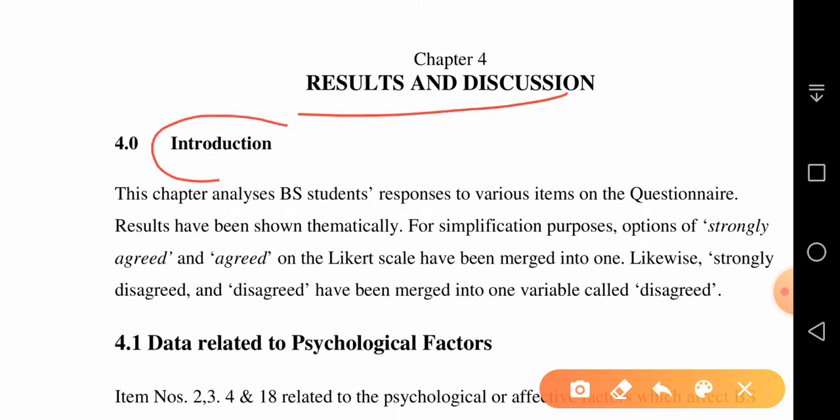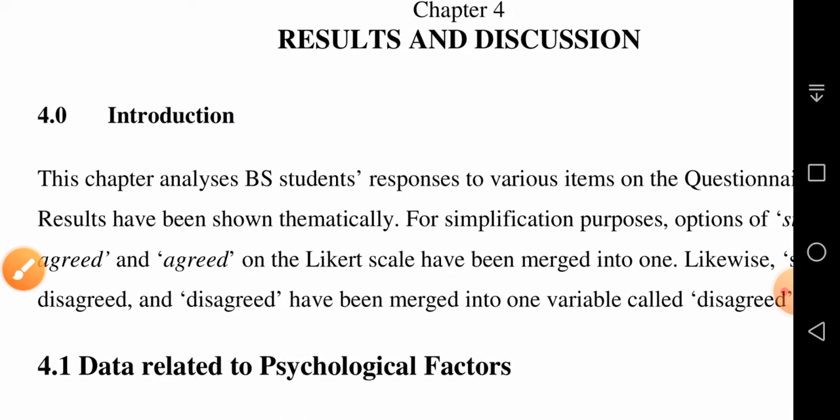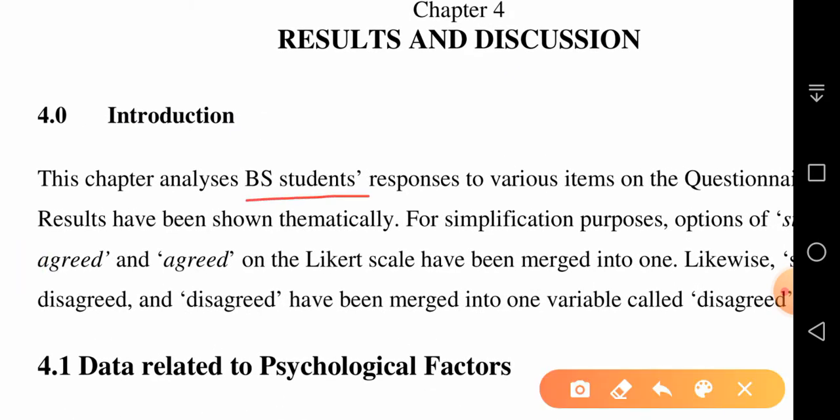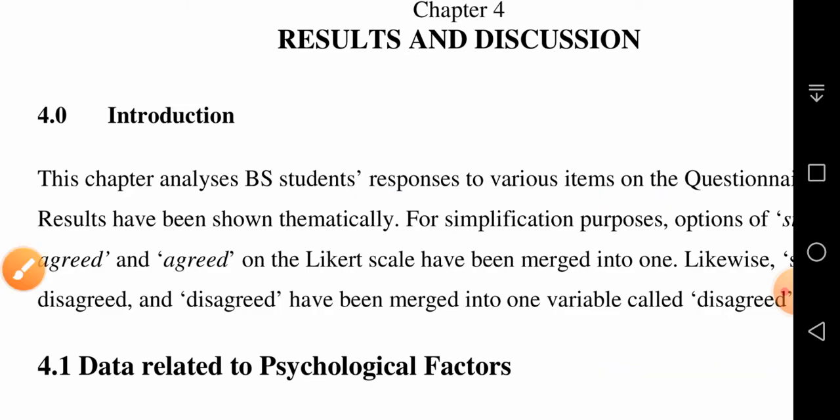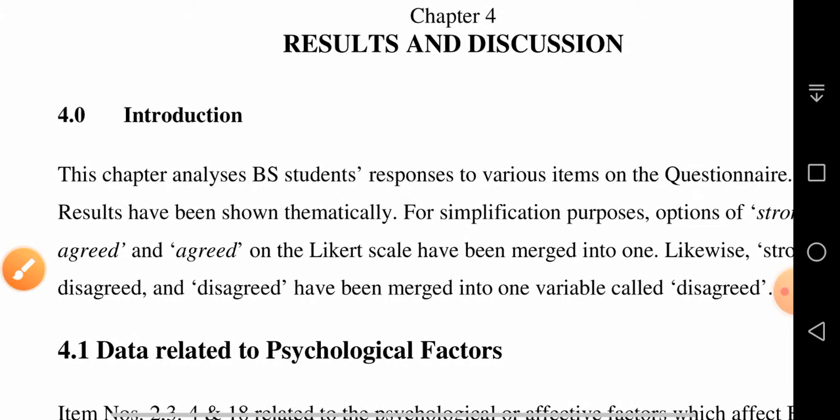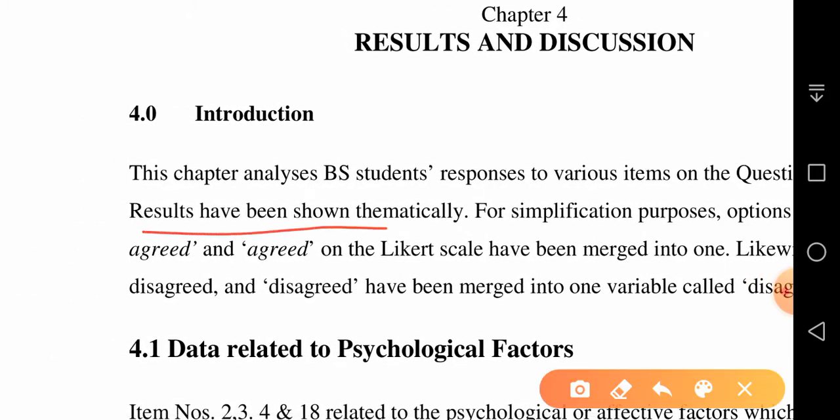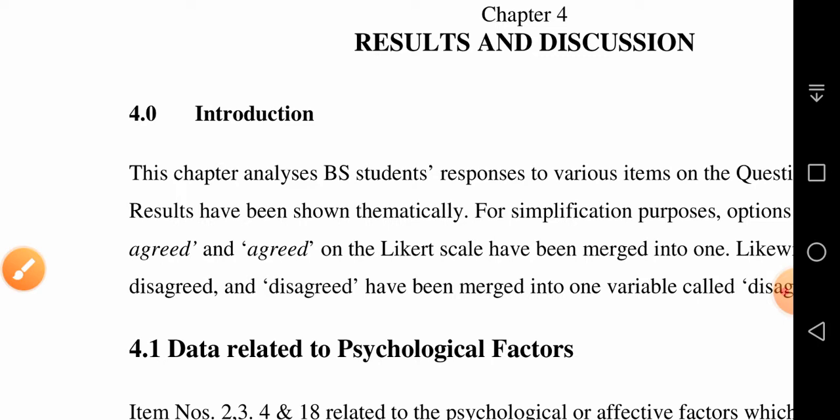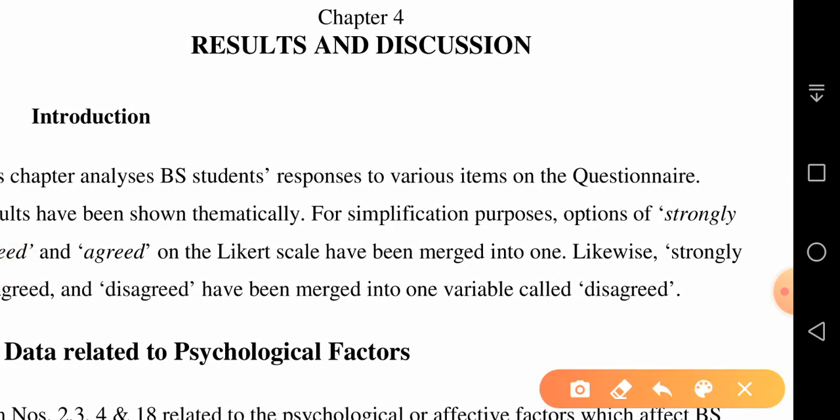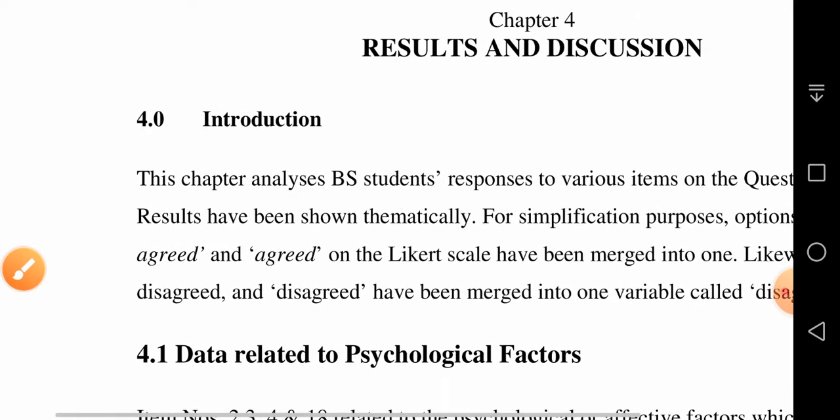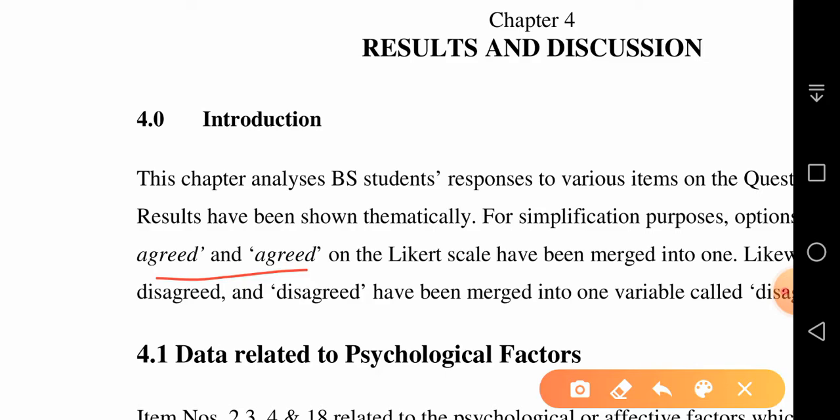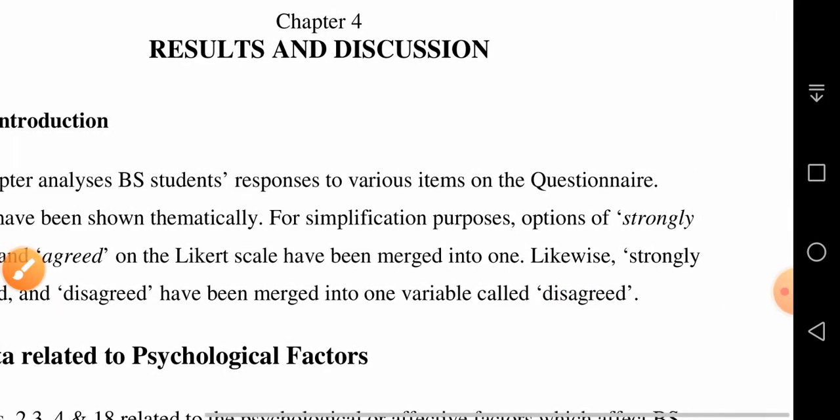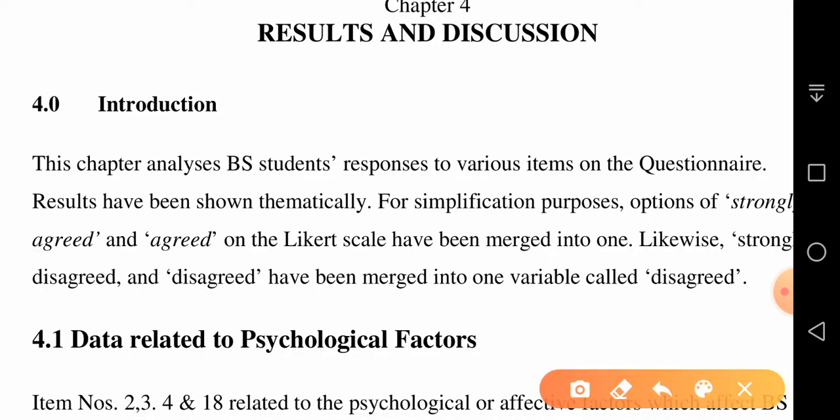Again, every chapter has a brief introduction. So this chapter analyzes BS students' responses to various items on the questionnaire, because in this project a questionnaire was given to the students. Results have been shown thematically because there were 3 themes: psychological factors, social factors, and financial factors. For simplification purposes, the options of strongly agree and agreed, both on the Likert scale, have been merged into one. Likewise, strongly disagreed and disagreed have been merged into one variable called disagreed.